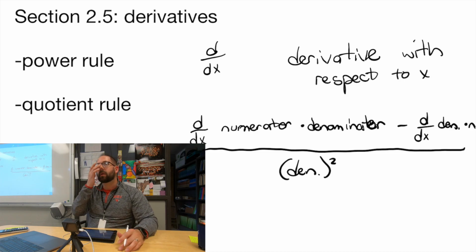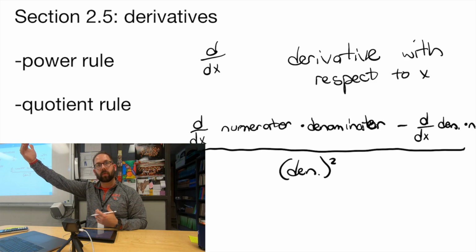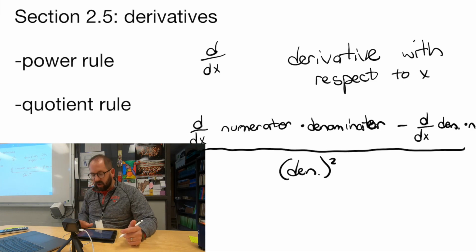Power of 2. The derivative of the numerator times whatever the bottom is. And then subtract the derivative of the denominator times the numerator, whatever the numerator is. And then this is all over the denominator squared.